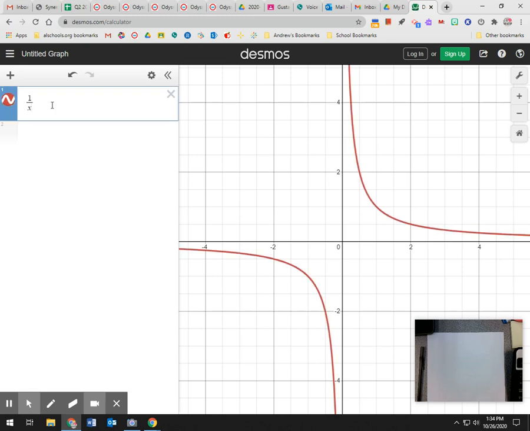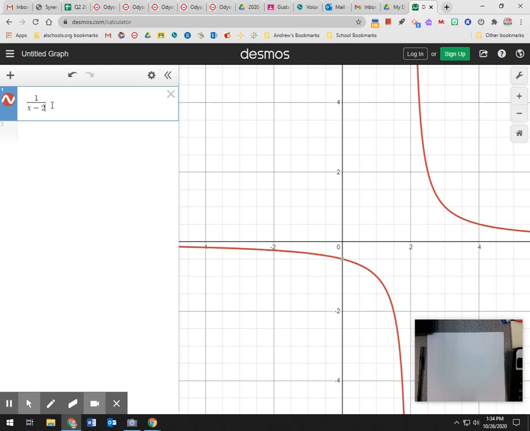We can move this around. I could put -2 here. You'll see that the graph shifted. It moved 2 to the right. And the reason it moved to the right 2, even though I put -2 here, is because the one number you can never divide by is 0. And 2 minus 2 is 0. So if x was 2, that'd be a problem. 2 minus 2 is 0, and you can't divide by 0. So every number in the domain, all the x values work except for 2.